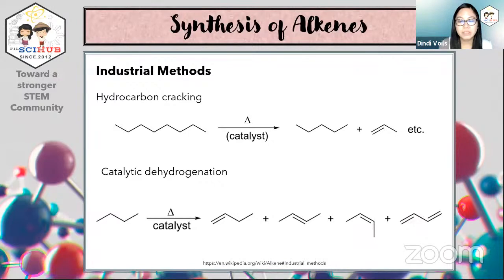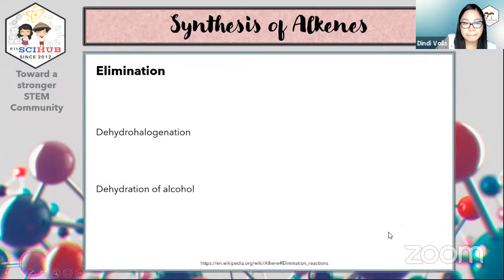An alkane is subjected to heat in the presence of a catalyst, and in this process, you form a mixture of alkanes, alkenes, and other products. Then, of course, you have the catalytic dehydrogenation of alkanes. Same thing, you subject it to high heat and use a catalyst, and as you can see, you form a mixture of alkenes.